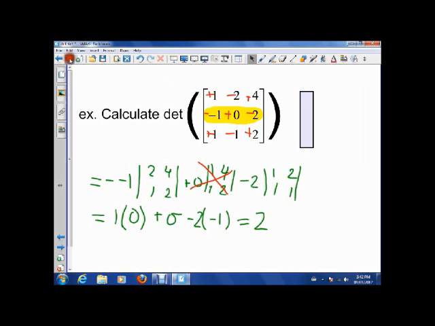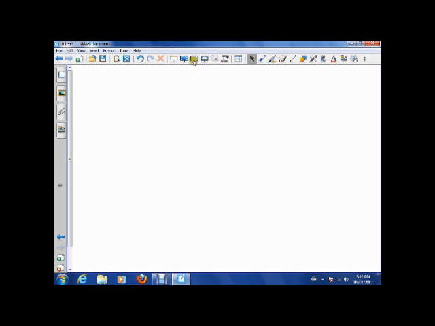Okay, so what I want you guys to do for homework, just one question, okay, that's all. I want you to find the determinant of this matrix. So I want the determinant of 0, 1, 7, negative 3, negative 2, 1, 1, 1, negative 1. Okay, so I want you to find the determinant of this matrix.